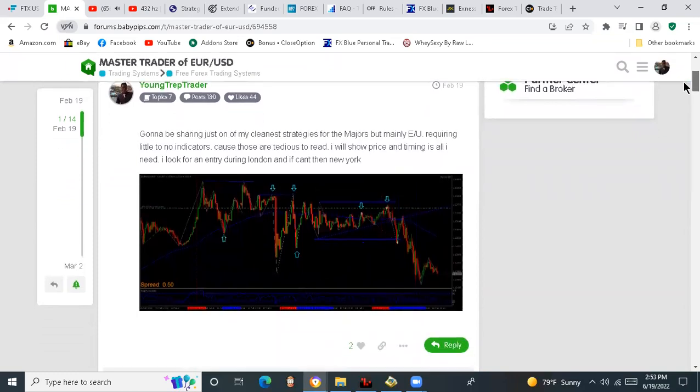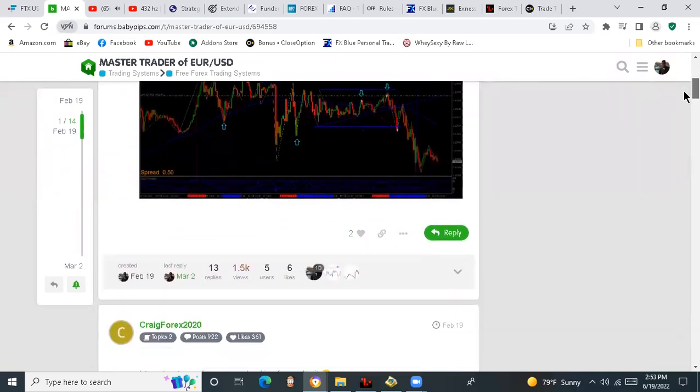Here's the post. I'm gonna be sharing just one of my cleanest strategies for the majors, but mainly Euro USD, requiring little to no indicators because those are tedious to read. I will show price and timing is all I need. I look for an entry during London, and if I can't, then the New York session is where it's gonna be at.